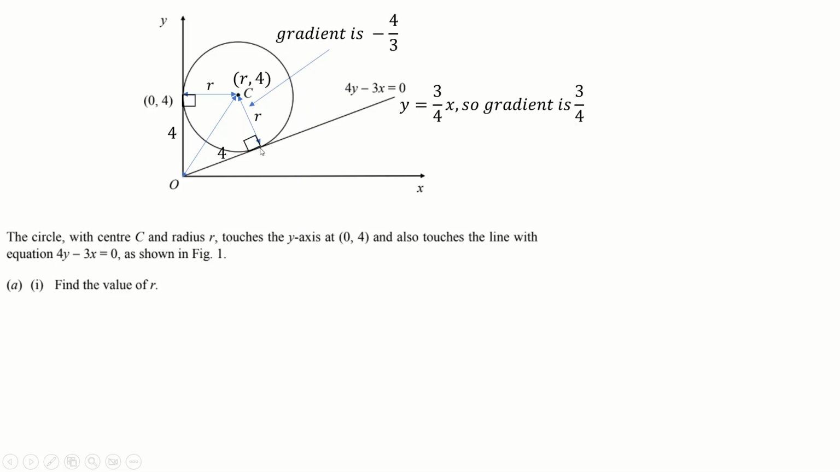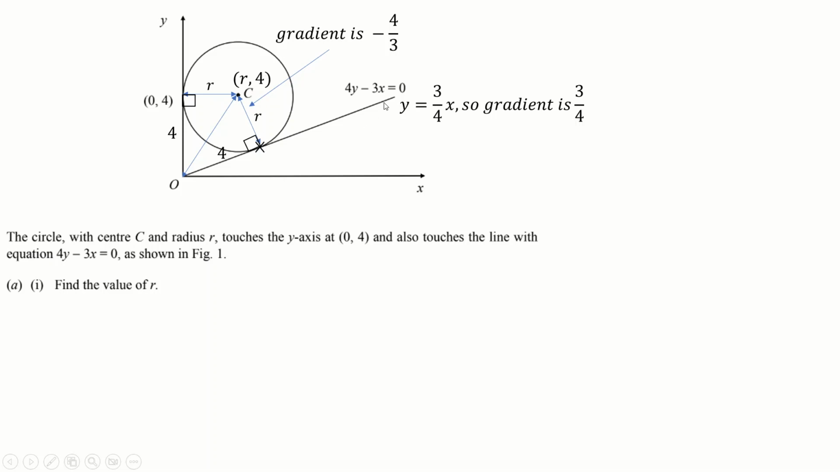Well, I figured if I could get this point here, I'd be golden. If I just knew the coordinates of this point, then I could use y minus y1 equals m(x minus x1) with this gradient here, and that will give me the equation of this line, which I could then use to find r, because I'm just looking for when y is 4. So okay, that's my plan. How do I find this point?